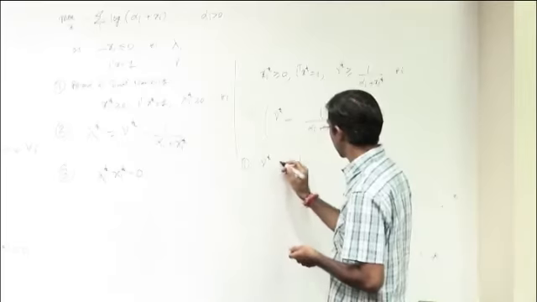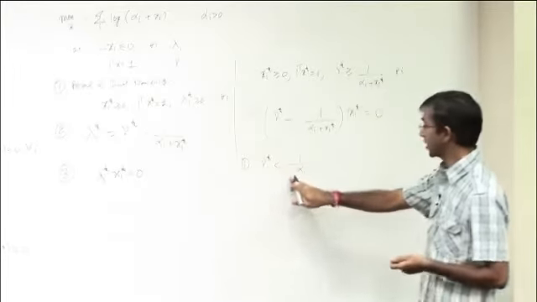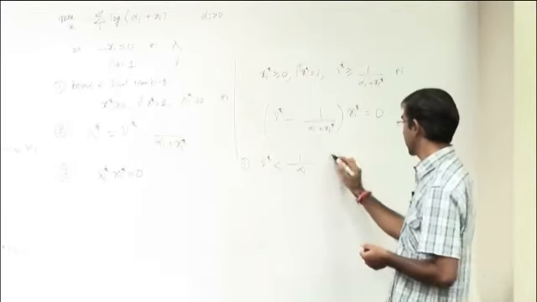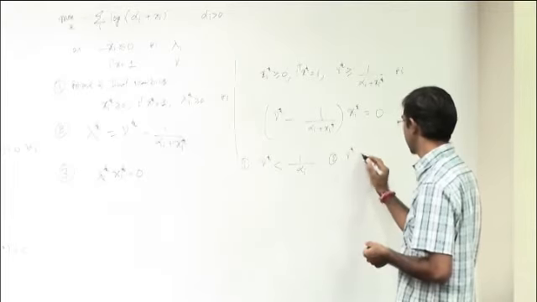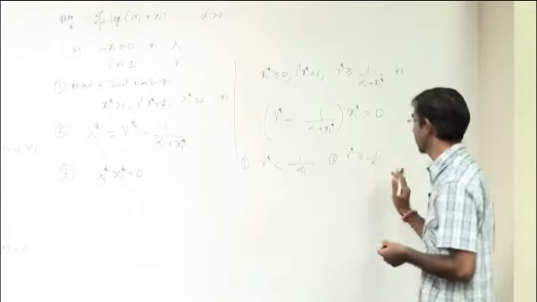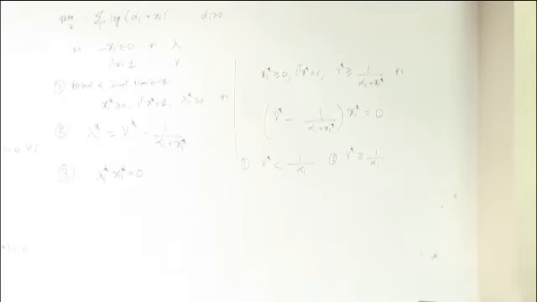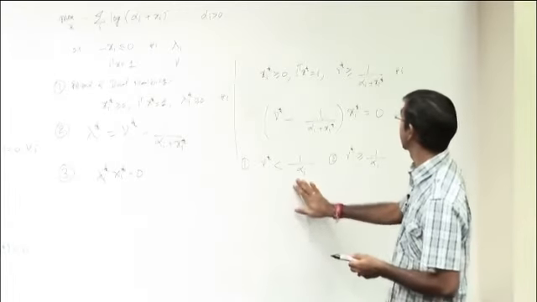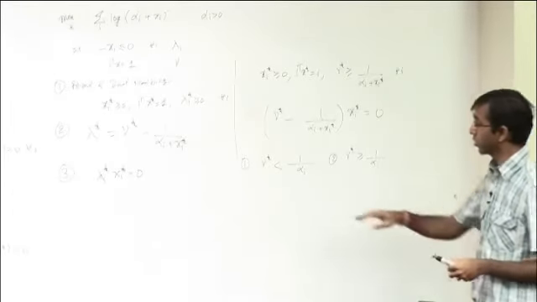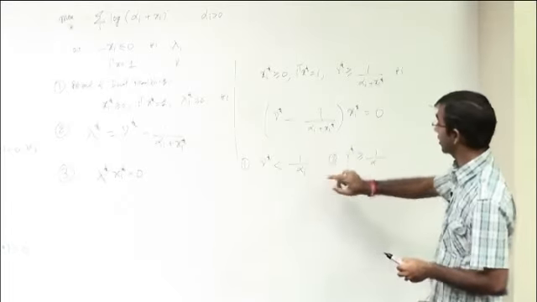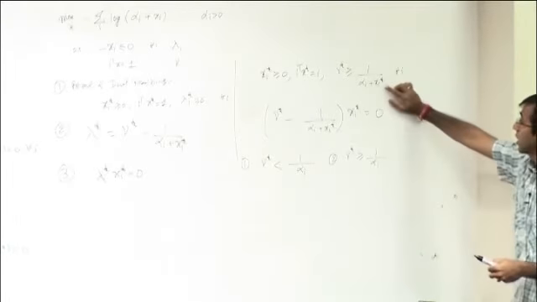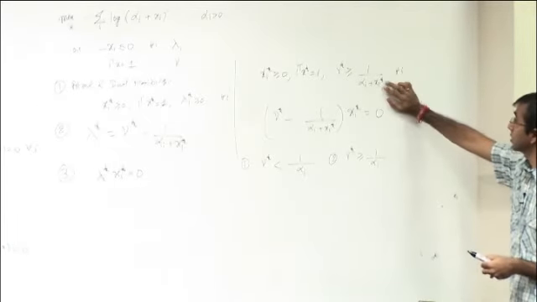Or actually, an easier case will be this. There can be two cases, right? One is nu star less than 1 by alpha I, and the second is nu star greater than or equal to 1 by alpha I. If nu star is less than 1 by alpha I, then what happens? If this is less than 1 by alpha I, then I cannot have xi star equal to 0.